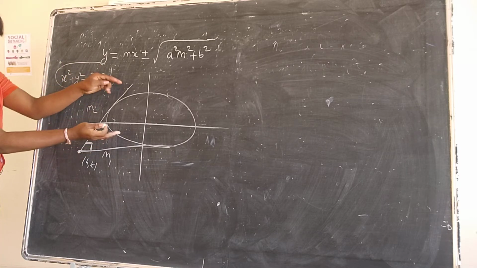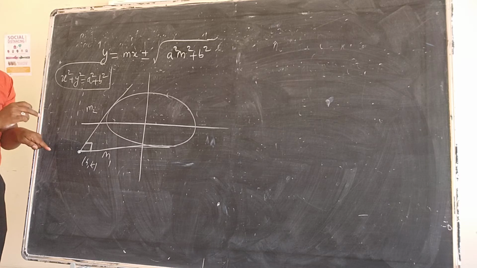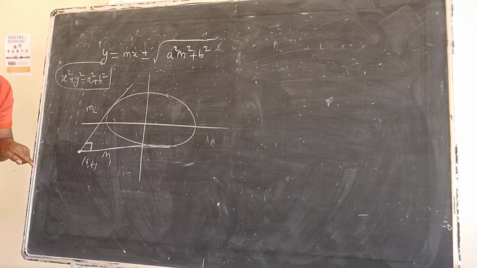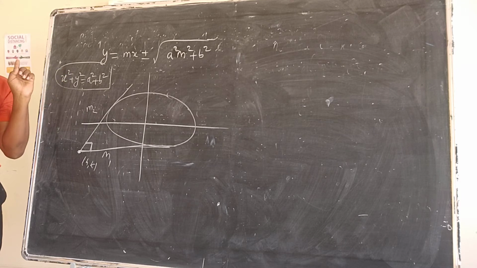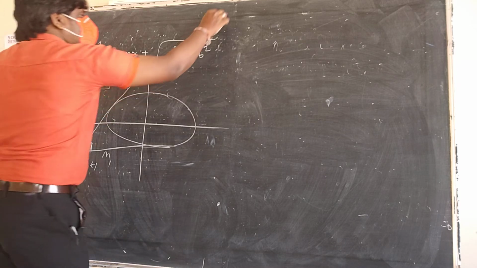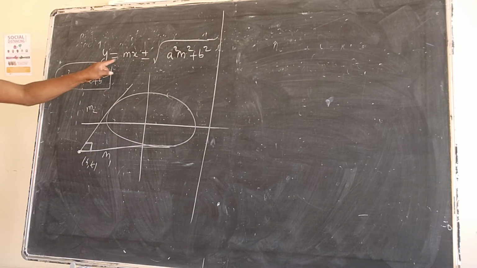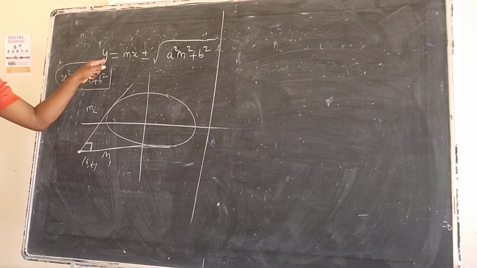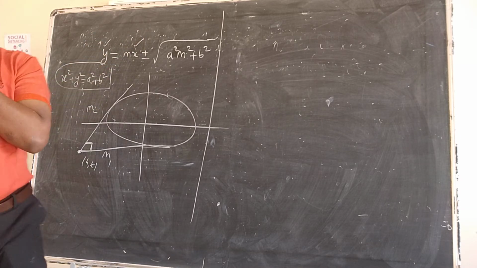Means the locus of all these tangents which are perpendicular to each other, all of these form a director circle. The equation of director circle is x square plus y square equal to a square plus b square. How you got, I will tell you. Now you substitute h comma k in this. Wherever x is there substitute h, wherever y is there you substitute k.